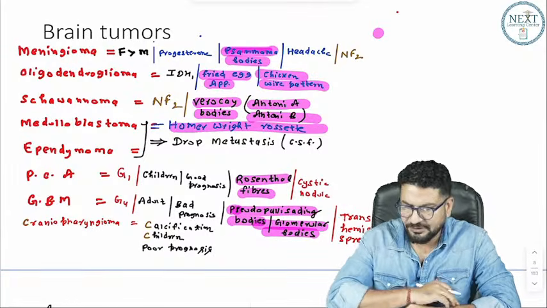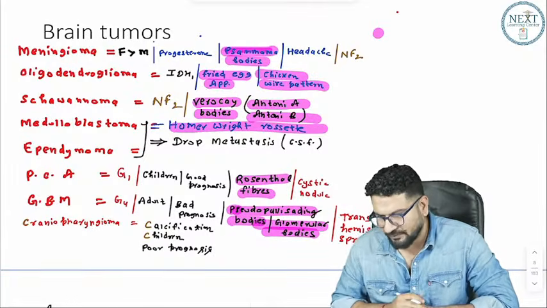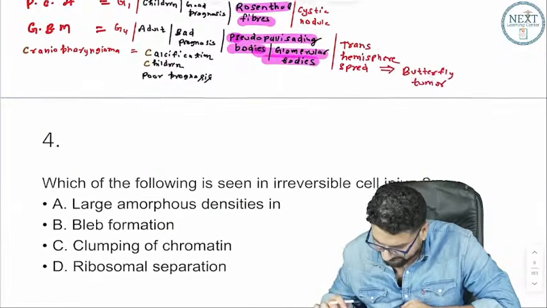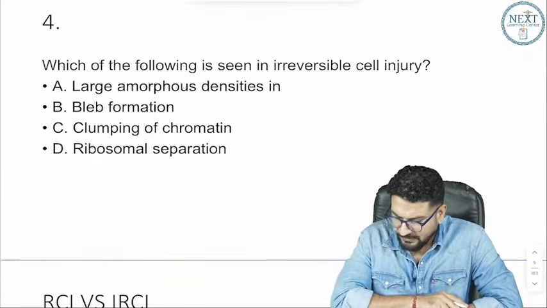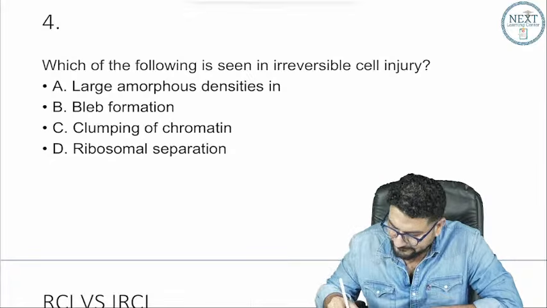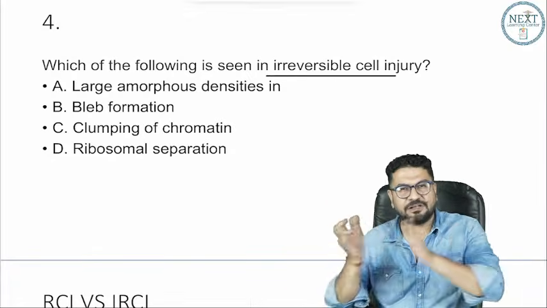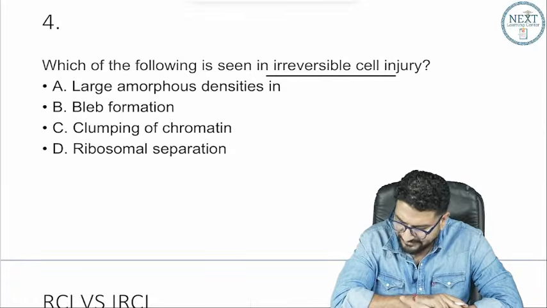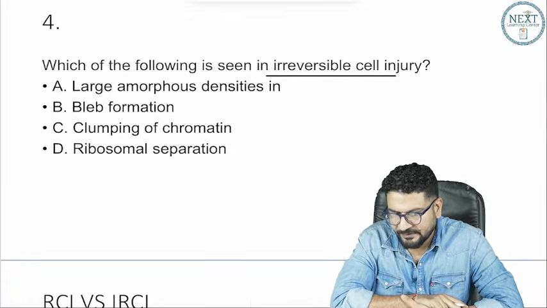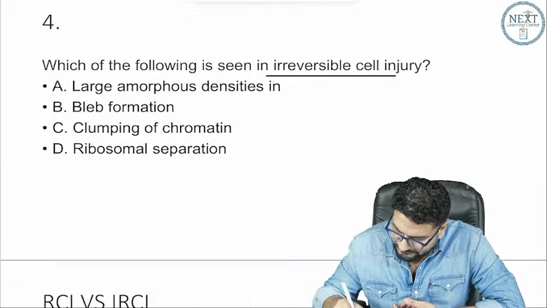So the next important topic which you have to remember is brain tumor. Okay, moving to the next MCQ. Let's see how many of you can answer. Following is seen in irreversible cell injury. So again, this type of question you will always see in exam. Like what are the changes in reversible? What are the changes in irreversible? So let's see. Try to answer. Okay, I'll come back to this question.